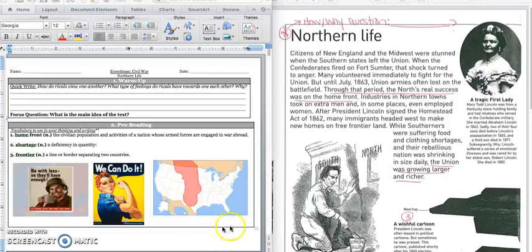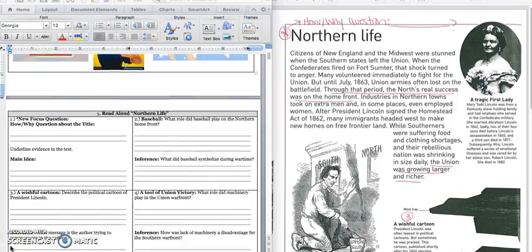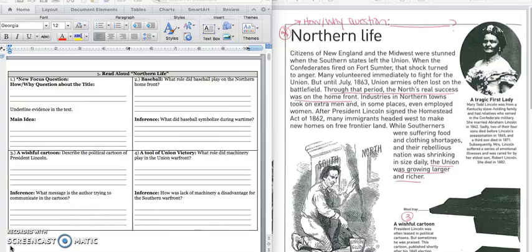And then the third one is frontier. That is a line or border that separates two countries. And so this would be an example of a frontier. This section over here on the right was the United States during the Civil War. And this red part was the frontier.